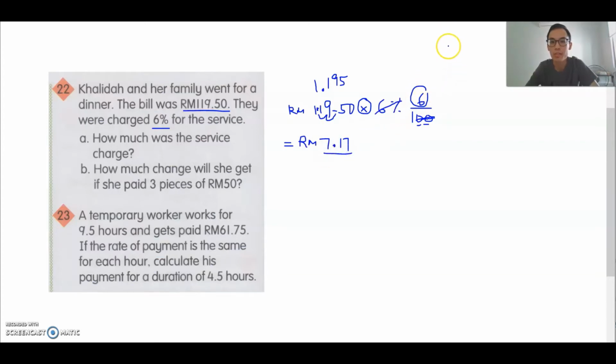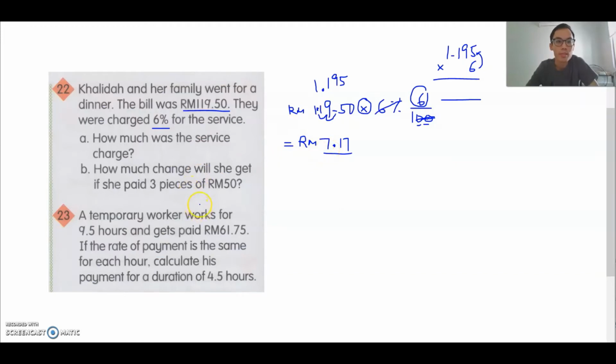Okay, so you times yourself. I'm not going to show you anymore. So 1.195 times 6, just like this. Okay, so you use 6 to times 5, times 9, times 1, times 1. So you get 7 ringgit and 17 cents.